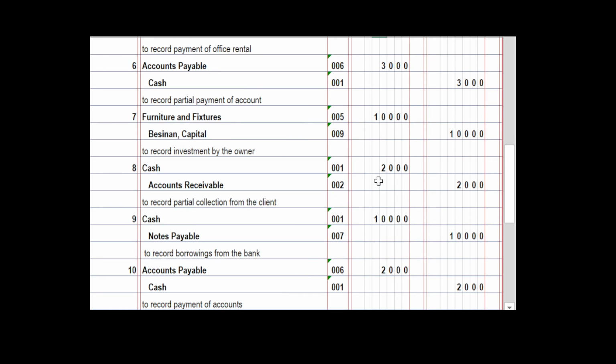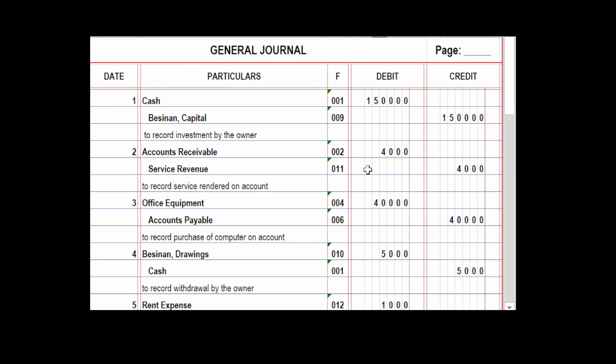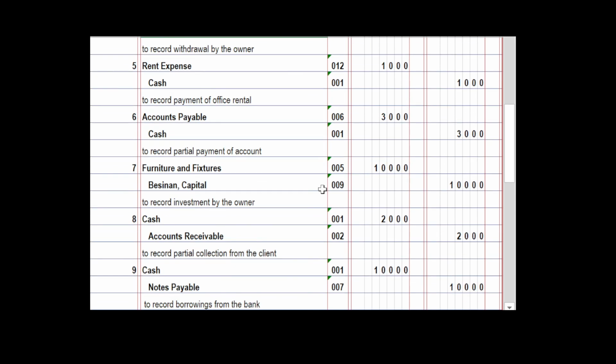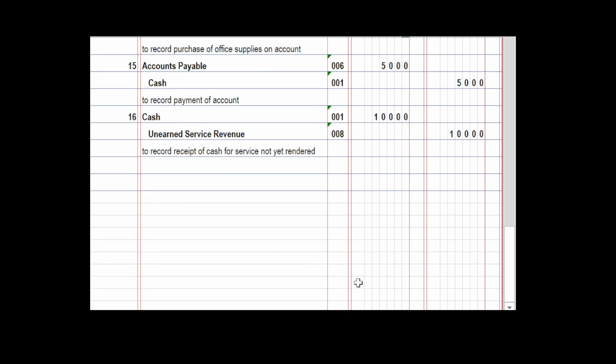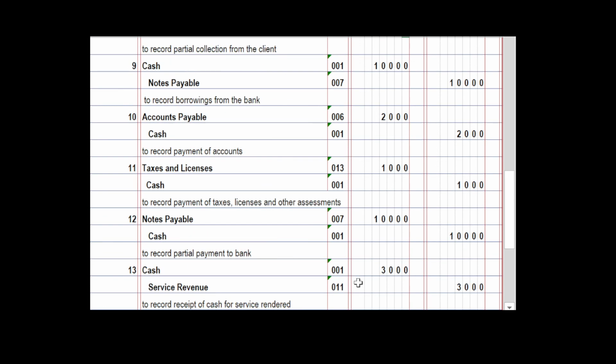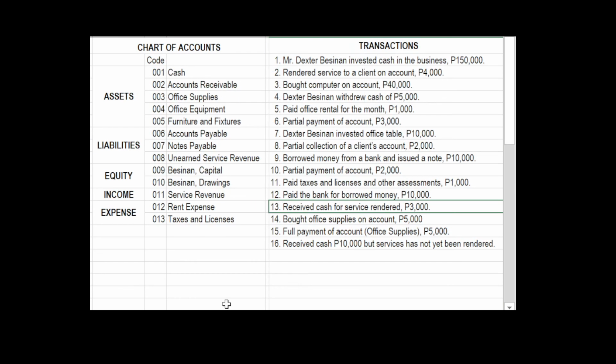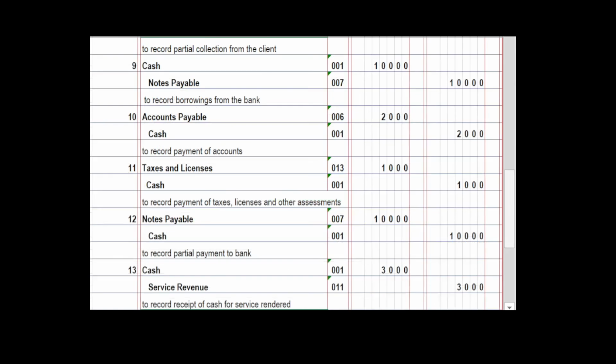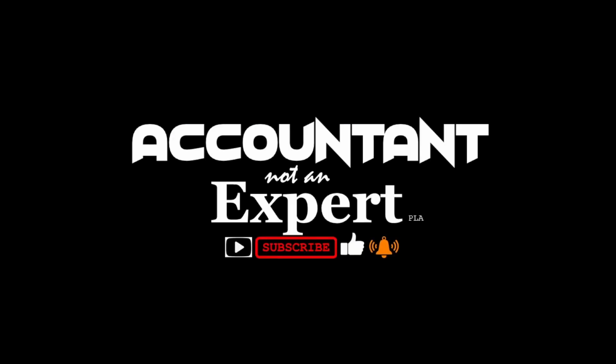Okay, so eto na lahat yung ating accounts, yung ating general journal. So make sure na tama yung pagkakalagay ng mga zero para hindi tayo magkulang. Okay, so hopefully naintindihan nyo yung ating explanation one by one itong ating journalizing. Kung meron kayong mga concern at hindi naintindihan, pwede kayong mag-chat sa ating GC for bookkeeping and hopefully magkaintindihan tayo.